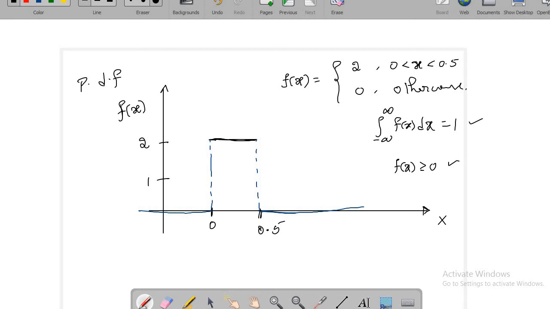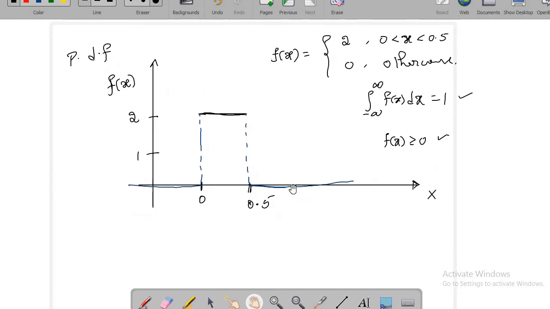So here what you should understand is that the area under the function is 1, but the function values can lie in any range. It cannot take negative values, but it can take any positive value, in such a way that the area under the function becomes 1. That's what it is. Okay, so this is what we have about the probability density function.